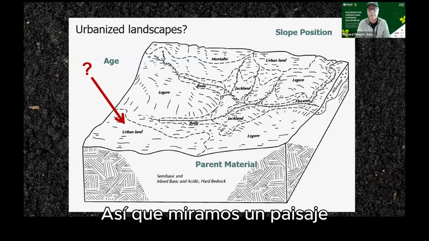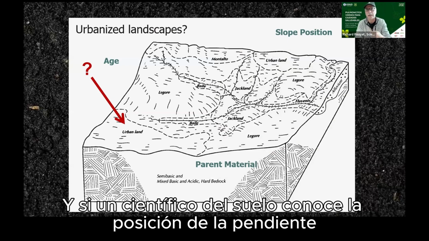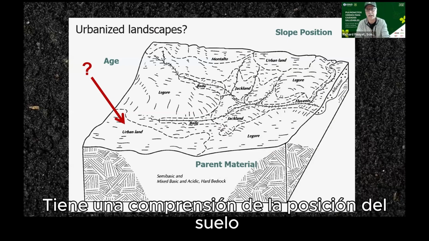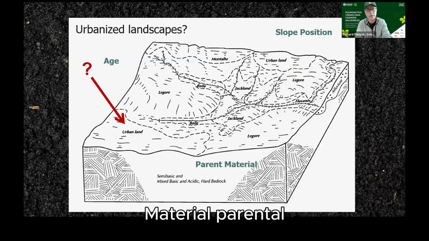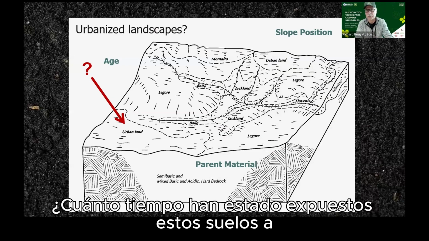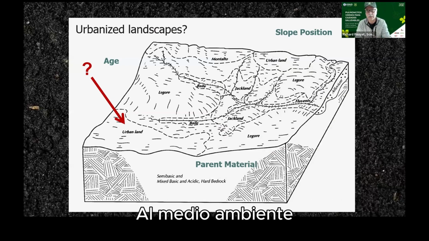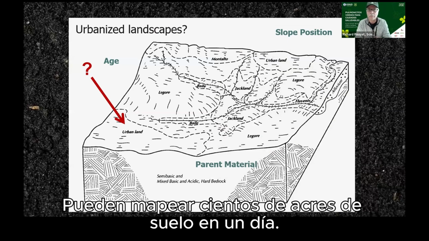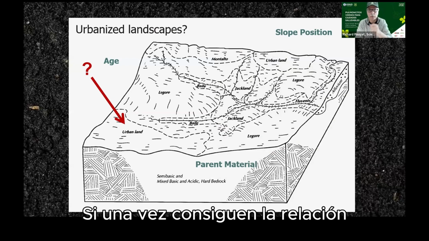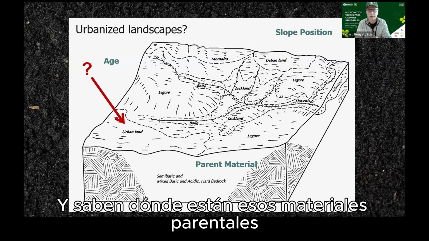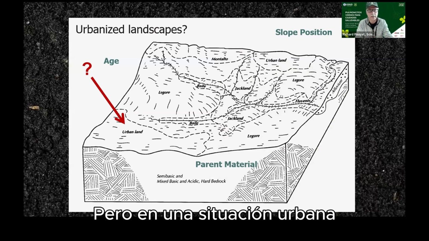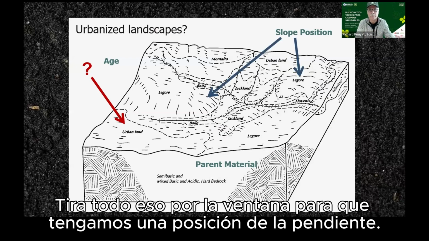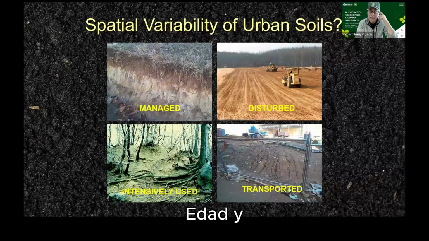So we look at a landscape, and if a soil scientist knows the slope position, has an understanding of parent material, and how long these soils have been exposed to the environment, they can map hundreds of acres of soil in a day once they get the relationship down and they know where those parent materials are. But in an urban situation, throw that all out the window.